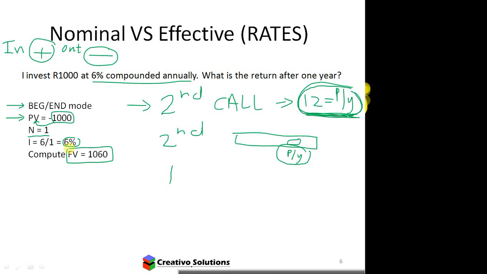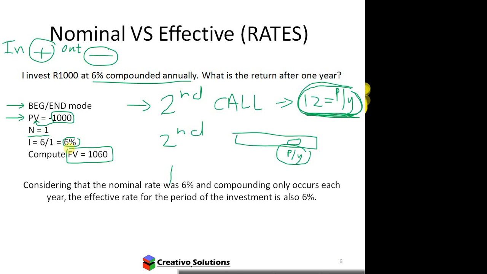Okay, why is it negative? Because we put in 1000 as positive. So your answer came out as minus 1060. It doesn't matter. Minus 1060 or plus 1060, it's still 1060. Right, so the future value is 1060. If you invest 1000 at 6% annually, you're going to get 1060. Okay, so there's the note.